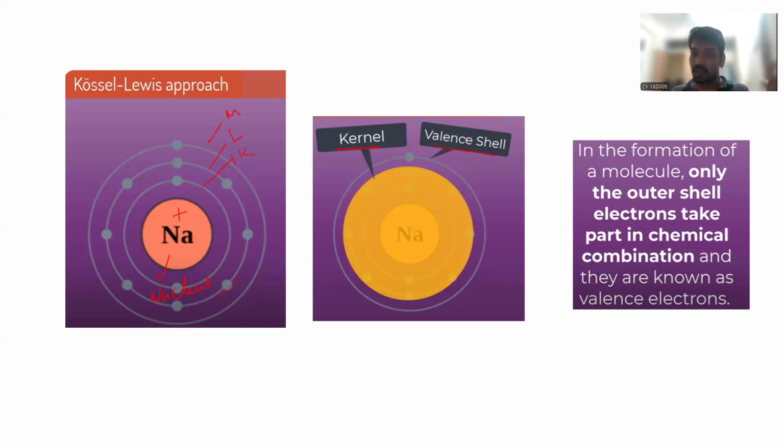According to the theory, the valence shell takes part in bond formation. So the valence shell interacts with the other atom and results in bond formation. Here you can see that the Kossel-Lewis approach described the concept of kernel and valence shell. In the formation of a molecule, only the outer shell, that is the valence shell, electrons take part in chemical combination, and they are known as valence shell electrons.